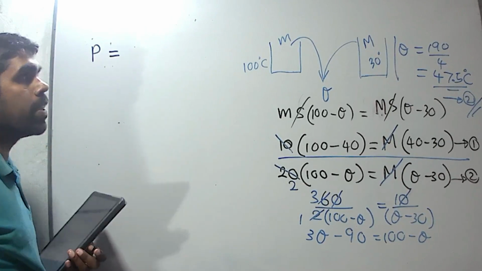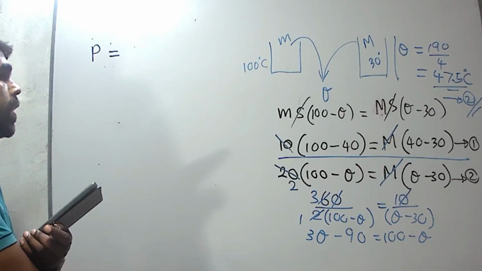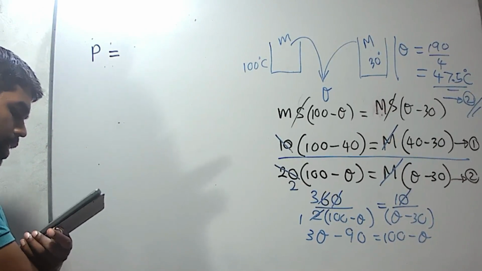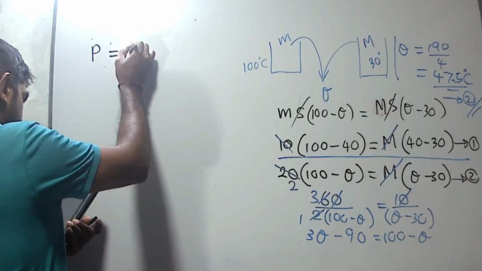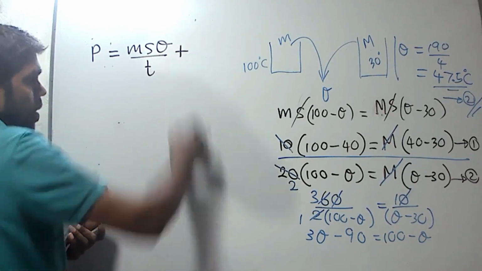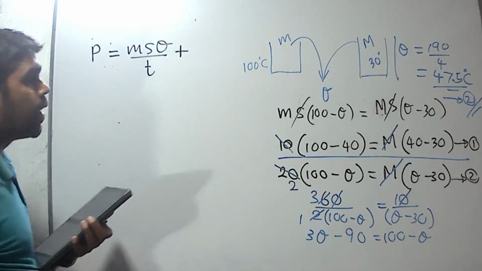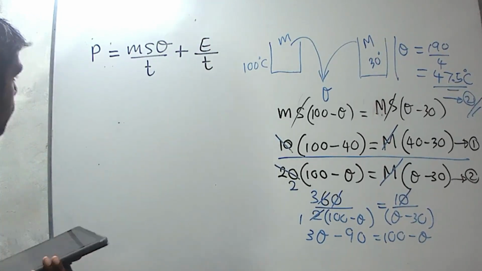It is the given heat energy for the system per second. There are two methods of using this heat energy. First, the system is increasing its temperature. Then we can write it as m s theta over T, plus there is an energy loss. Energy loss rate is the problem. We have to find the E over T value.